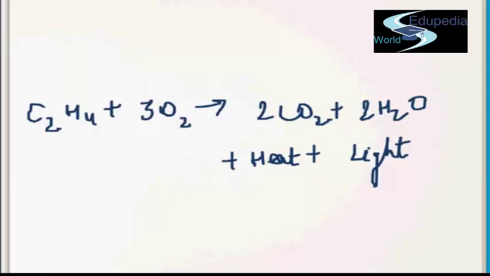The saturated hydrocarbons burn, giving a clean flame, and the unsaturated hydrocarbons burn, giving a yellow flame with black smoke. And when a metal plate is placed above this yellow flame, a black sooty deposit of carbon is formed on the metal plate.